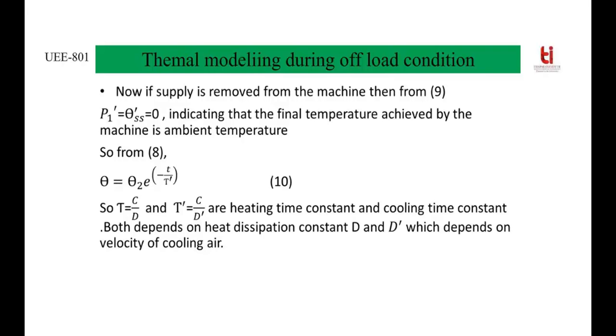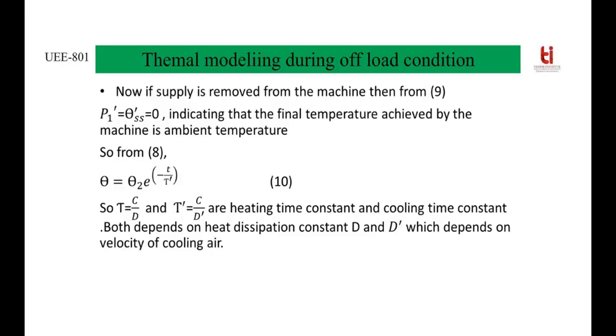If supply is removed from the machine, that means the source is disconnected, then P1 dash will obviously be equal to 0, because P1 dash is the heat developed inside the machine. As the source is not there, P1 dash is 0. Subsequently, theta ss dash is equal to 0. This indicates that the machine has achieved ambient temperature. Putting P1 dash and theta ss dash equal to 0 in equation number 8, we get theta is equal to theta 2 e to the power minus t by tau dash.